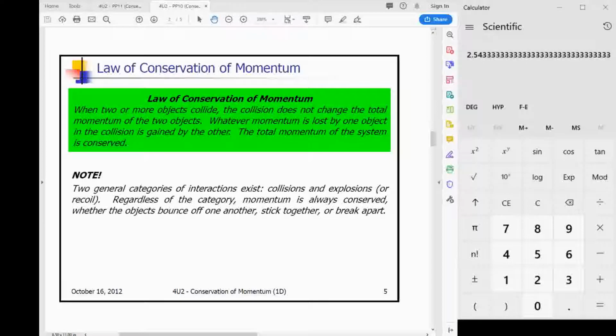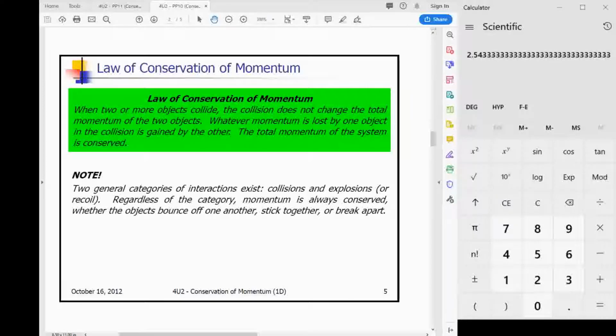And now this note's interesting because it says there's 2 general categories of interactions. So we have collisions or explosions. A collision is what we've been talking about mostly, where 2 objects kind of hit each other. An explosion typically can be thought of as an object with a momentum of 0 because it's not moving before the explosion.